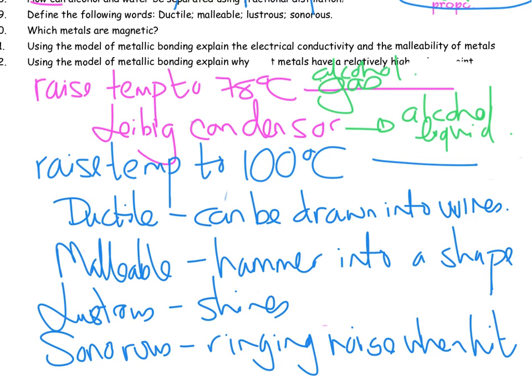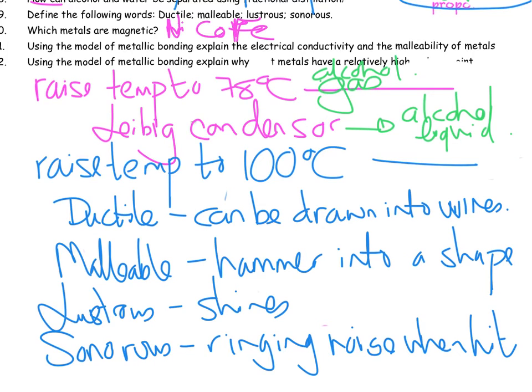The ductile, malleable, and lustrous properties all have to do with delocalized electrons. Ductile and malleable, the delocalized electrons continue to attract the lattice together. Lustrous, those delocalized electrons jump up and down, and in doing their jumping they give off a shine. Which metals are magnetic? There are only three. It is nickel, cobalt, and iron.